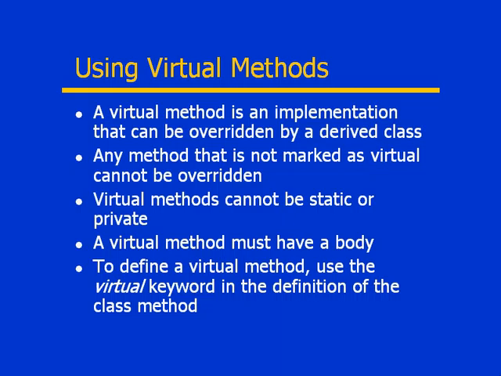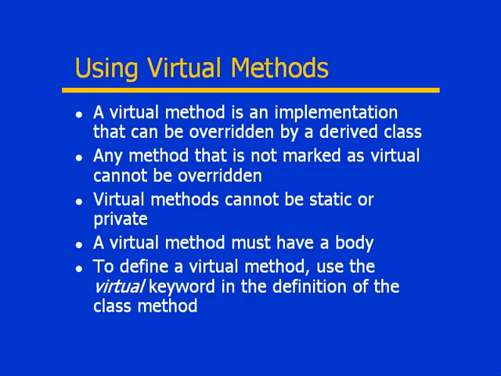So that means that by default, any of the methods that are in your base class are essentially final. They're fixed. You can't make any overriding implementations of those within your derived class. You must mark them as virtual in order to allow them to be overridden.